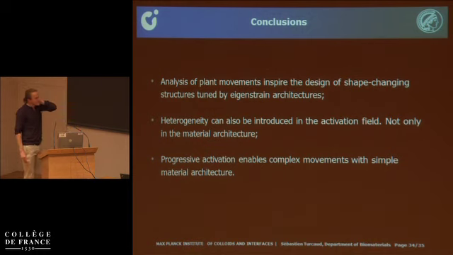To come to the conclusion: analyzing plant motion gives us the idea that we can play with differential swelling properties inside structures to change their shape. What I also showed in those examples is that you can introduce this heterogeneity, this mismatch in swelling, not only by the architecture of properties, but also by the history of the activation of your structure. This way, even with very simple bilayers, you can achieve rather complex movements, as I showed with the pyramids.